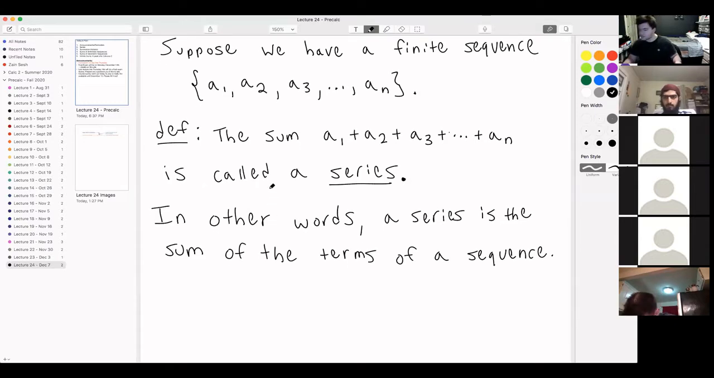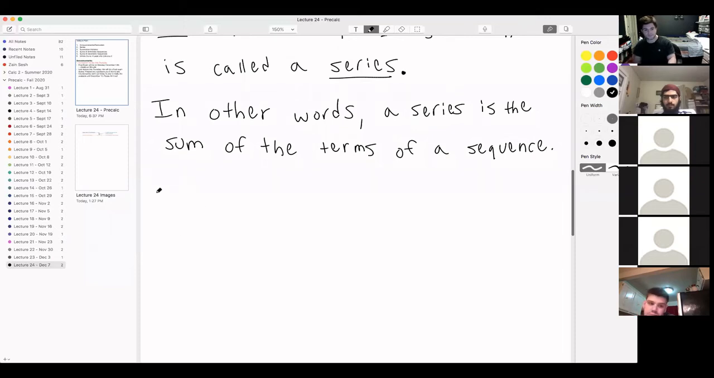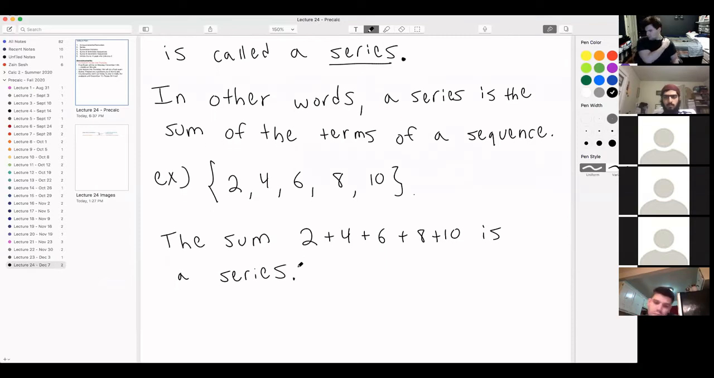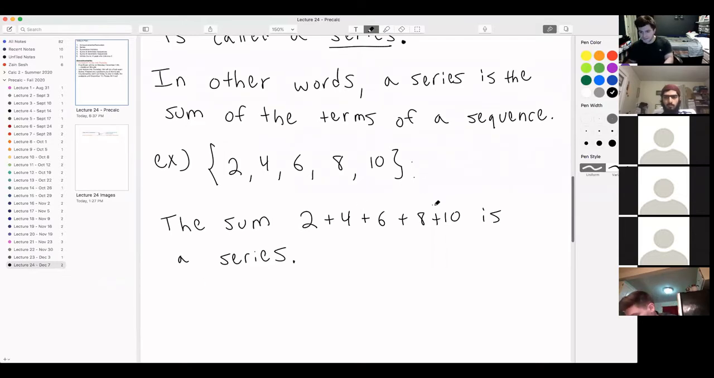Here is a very quick example. Let's consider the sequence 2, 4, 6, 8, 10. This is a finite sequence, and the sum 2 plus 4 plus 6 plus 8 plus 10 is a series. I hope everyone sees the connection from the sequence to the sum. The sum is simply adding together every term in the sequence. I took everything in the sequence, 2, 4, 6, 8, 10, and added it together. This is an example of a series.